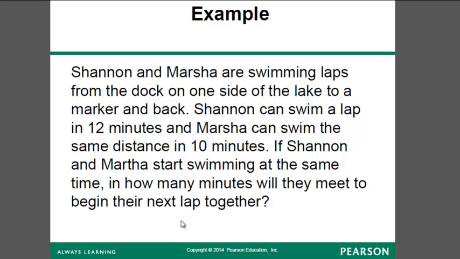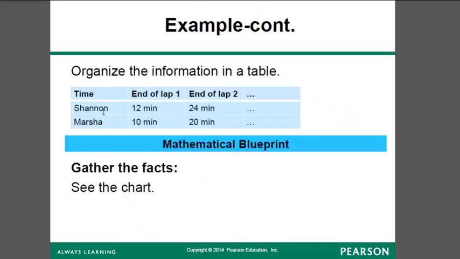Well, what they're wanting us to do is find the least common multiple of 10 and 12. That's when they will start a new lap together. So let's first organize our information in a table. Shannon, her first lap ends at 12 minutes. Her second lap ends at 24 minutes, and so forth. Marcia, first lap ends at 10 minutes. Second lap ends at 20 minutes.